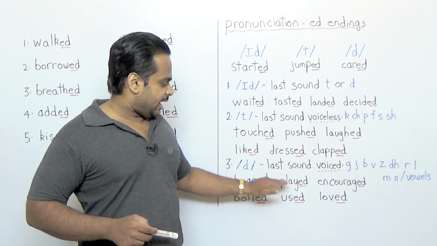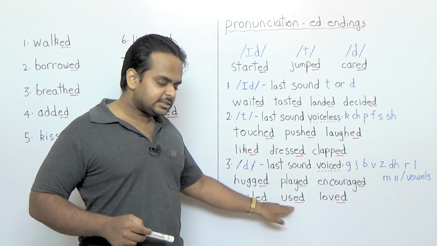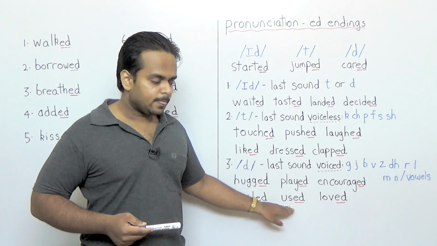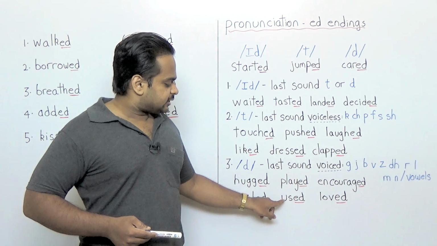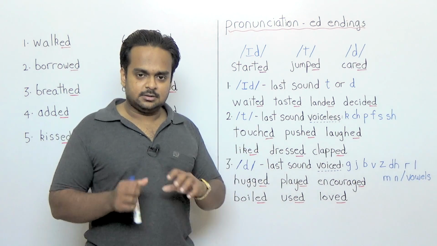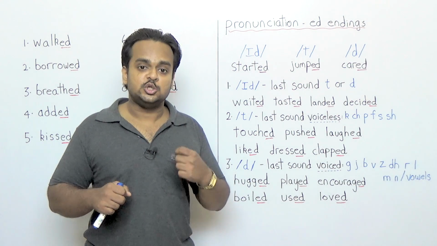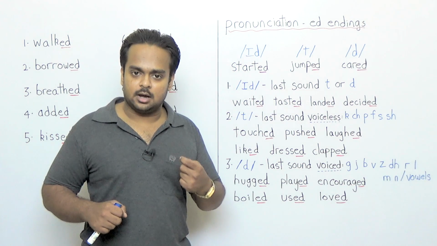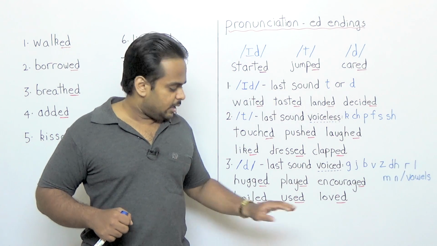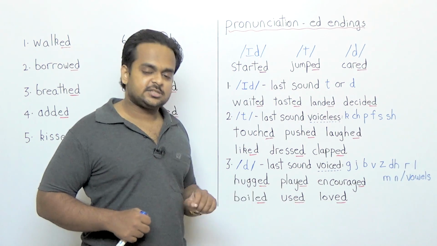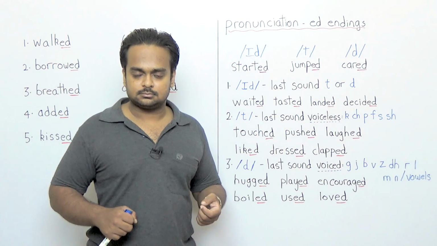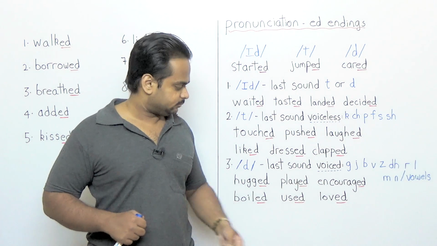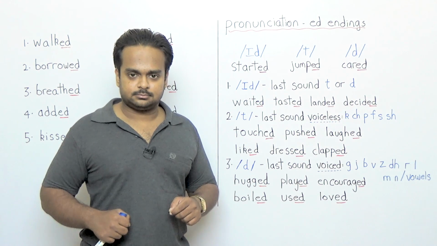Well, the fact that I've put it in the voiced category should give you a clue, because when we say the word use as a verb, it's use, use. This s becomes z, so use. The past tense form is used, used, d. Loved, loved.